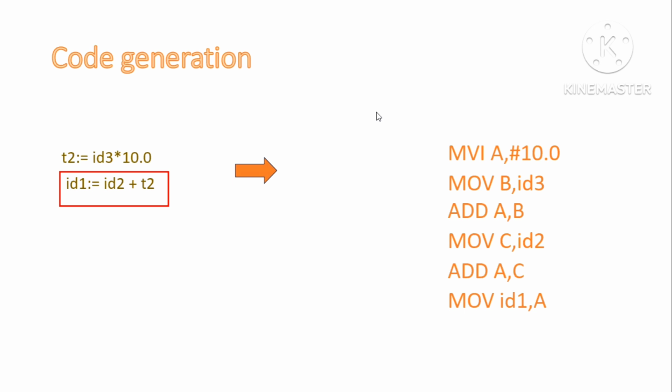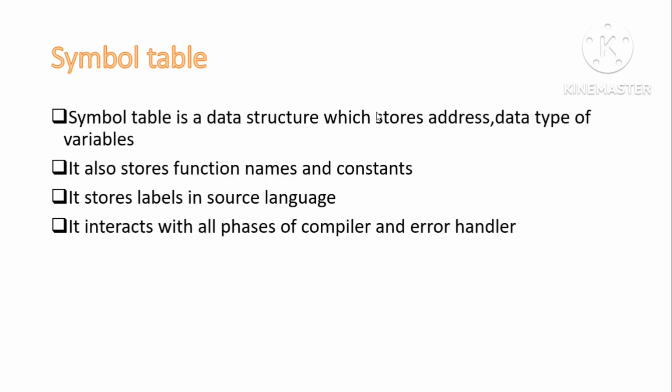So, that is about the code generation. Now, you can see here that you have 2 high level code instructions that have been converted to 6 low level instructions. So, this is called as code generation. Now, the final thing is actually a symbol table.